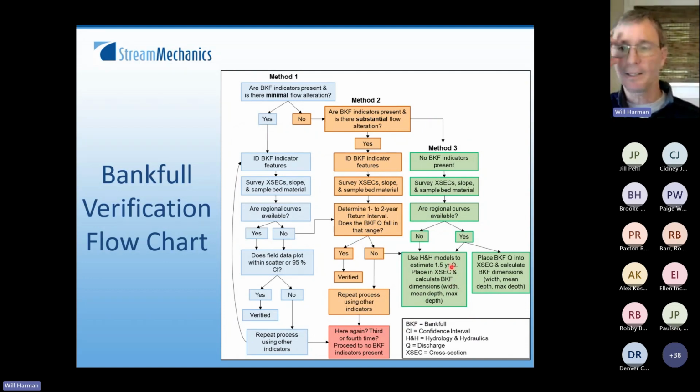So we've laid this out, but 90% of the time you should be in method 1 and method 2. And one of the things that's not nuanced here is that you could use method 1 in a watershed that has flow alteration if you develop a watershed specific curve for that watershed. So these are some of the nuances we're kind of working on in newer versions of the flowchart.